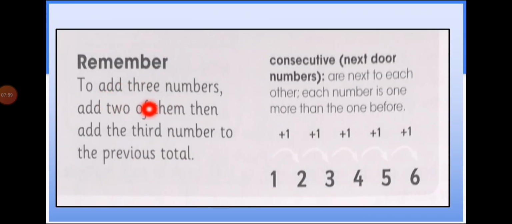Remember, to add 3 numbers, add 2 of them, then add the total to the previous total. So when we have to add 3 consecutive numbers, first we add the first 2, then to the total of the first 2 we add the third number and we get our answer. Consecutive, next door numbers are next to each other. Each number is 1 more than the other number. 1, 2, 3, 4, 5. They are increasing by 1 each time. So they are next door numbers.